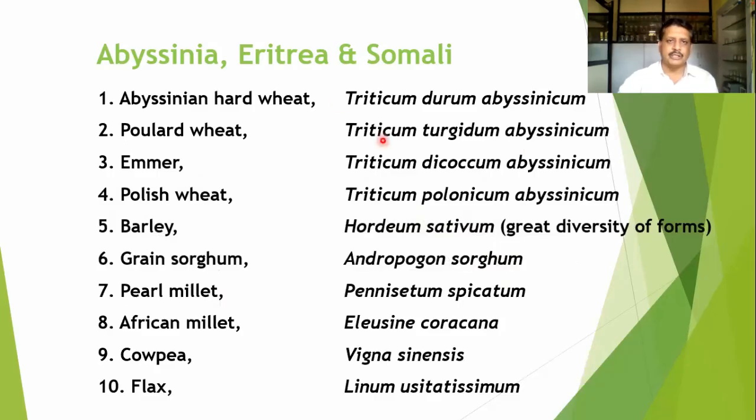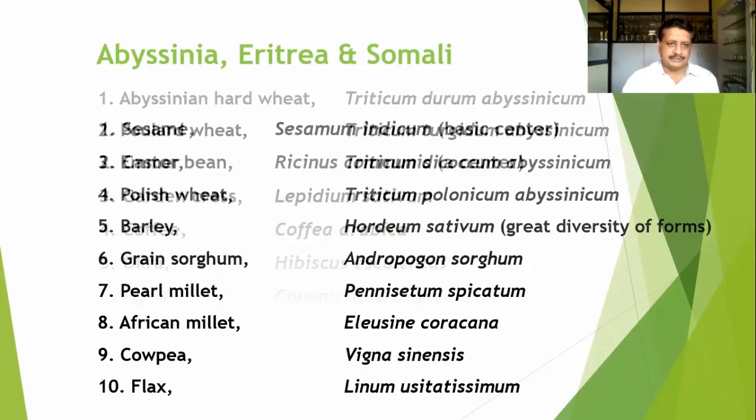Then Abyssinia, Eritrea, and the Somalia area. This is also known as Ethiopia. And this center, the Ethiopian center, lists about 38 species, which is mostly rich in wheat and barley. The grass species are more in those areas. So most of the species you can observe here are grass species, and they originated from the Abyssinia and Eritrea and the Somalia areas.